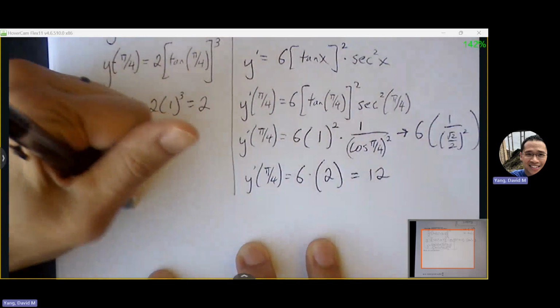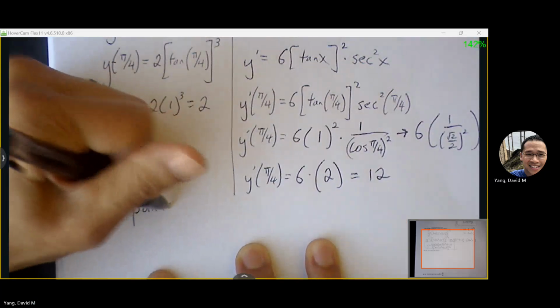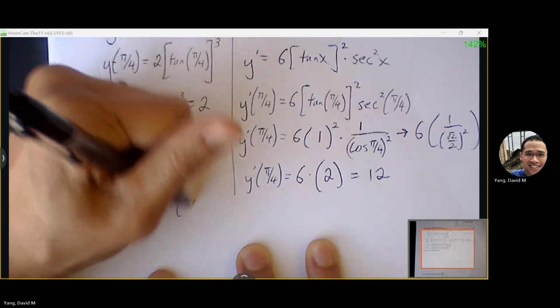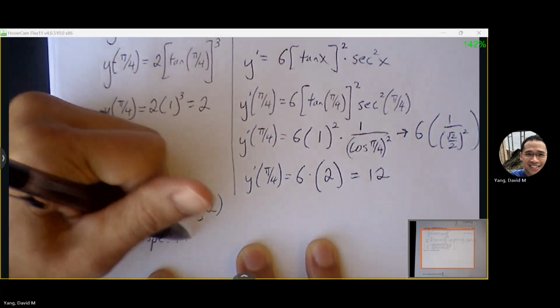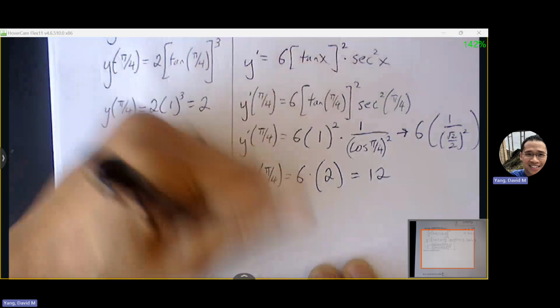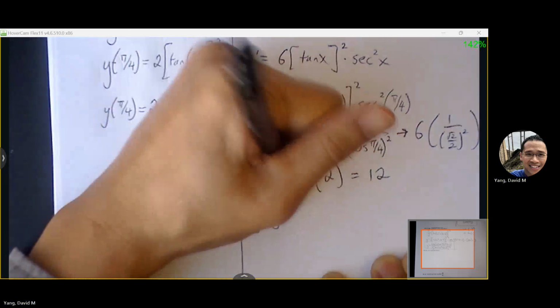All right, we have everything that we need. Our order pair, pi/4, comma 2. Our slope, M is 12. And now point slope form.